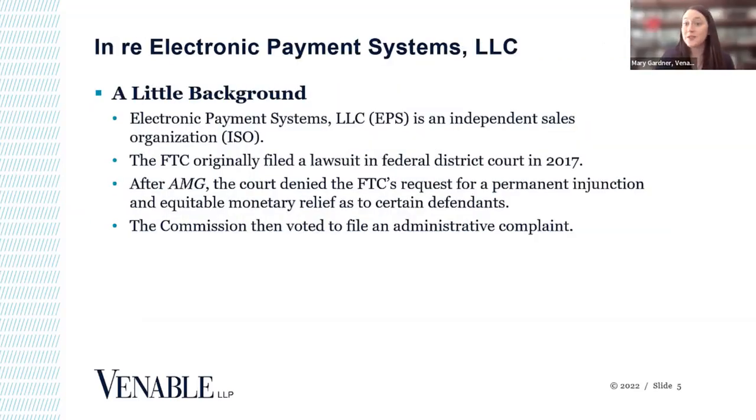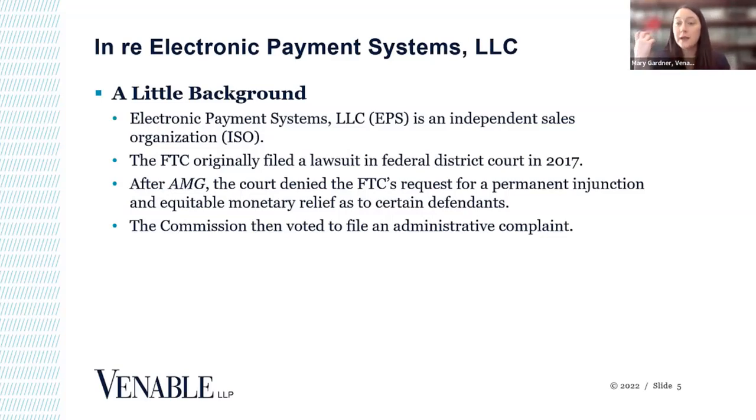Thanks, Len. So just last week, the FTC approved a settlement order with Electronic Payment Systems. A little background on that case. Electronic Payment Systems is an ISO, an independent sales organization. They're the intermediary between the merchant seeking to open a merchant account and an acquiring bank. And initially, the FTC sued EPS as well as its owners in federal district court in the District of Arizona in 2017. And that case alleged both unfair practices and TSR violations.